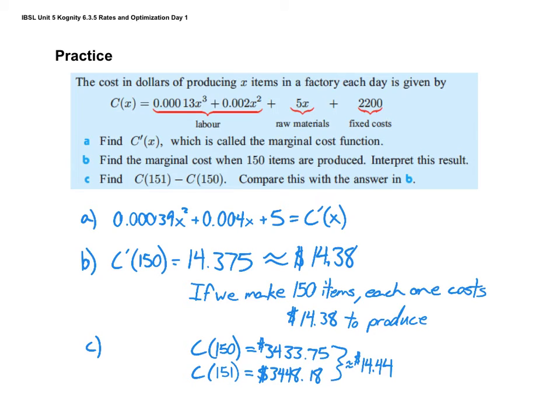So we could even think of it, rather than each one costs that to produce, as the increase in costs is $14.38 to produce another item.